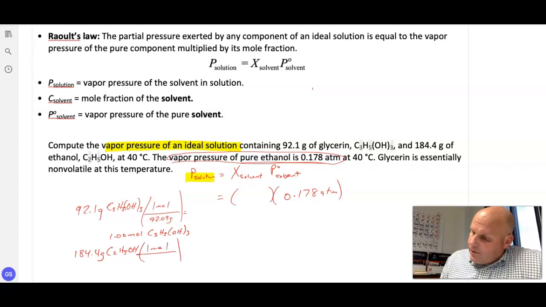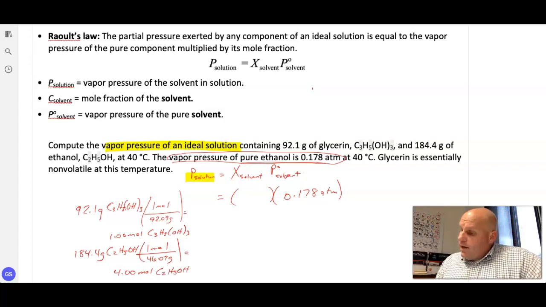My molar mass here is 46.07 grams, and I'll get a value here of 4. Nice, neat numbers here for us. It won't always be the case, but for this example, pretty straightforward.